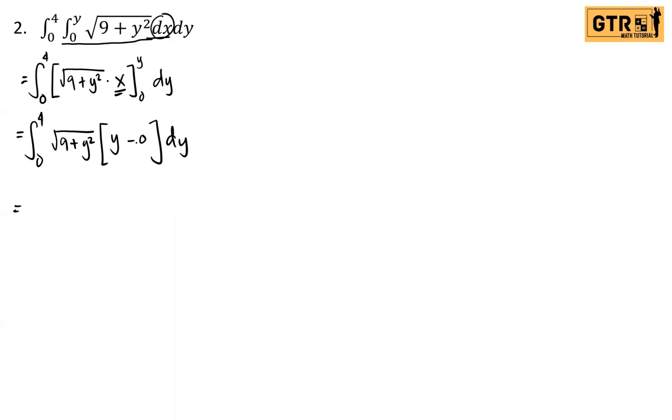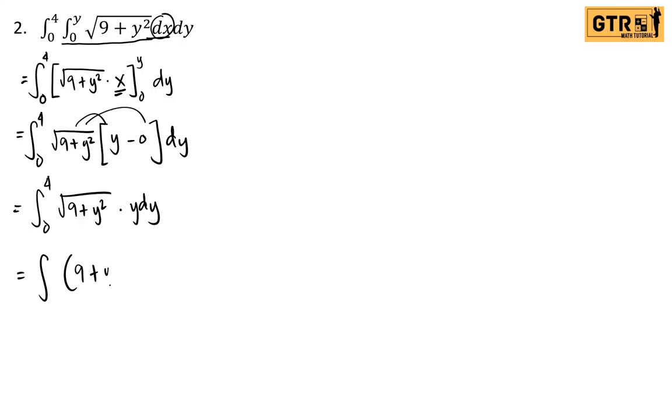Okay, so therefore, itong 0, distribute lang natin itong constant. So itong 0, bali wala na. Okay, so therefore, we have integral 0 to 4 is square root of 9 plus y squared times y dy. Okay, so parang direct formula na ito, kasi integral of 9 plus y squared ay 2y dy. So meron lang tayong neutralizing factor na 2. Okay, so pwede natin itong isulat as integral of square root. So that can be written as 9 plus y squared raised to 1/2 y dy from 0 to 4.